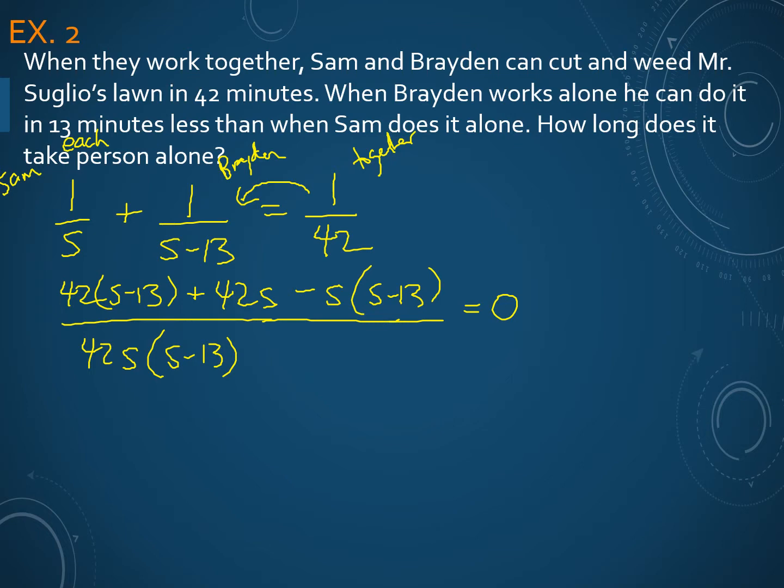Again, think of it as cross multiplying the bottom to get rid of it, or you just know the fraction is only equal to 0 when the numerator is equal to 0. So when we do some distributive property, 42S minus 546, and then plus 42S minus S squared, and then plus 13S.